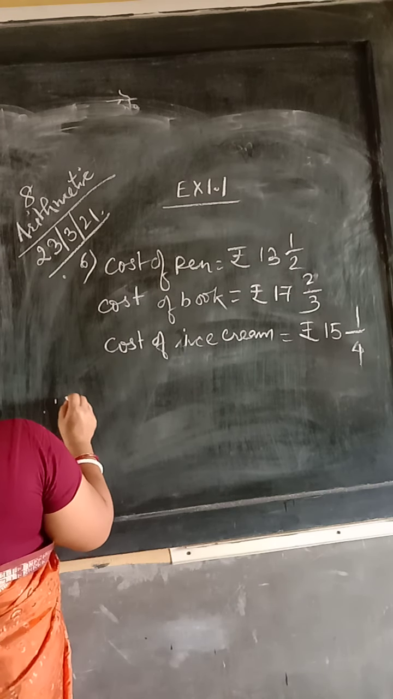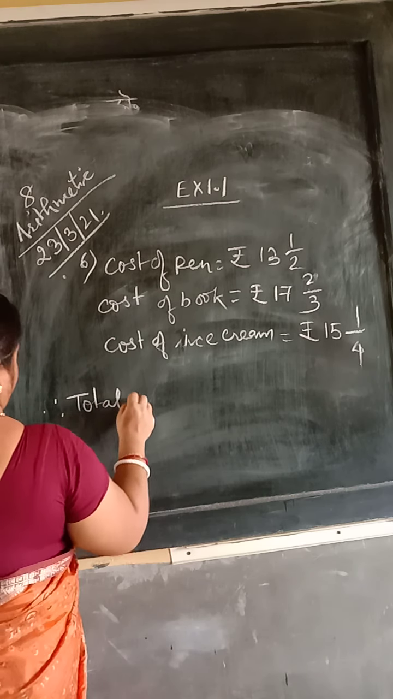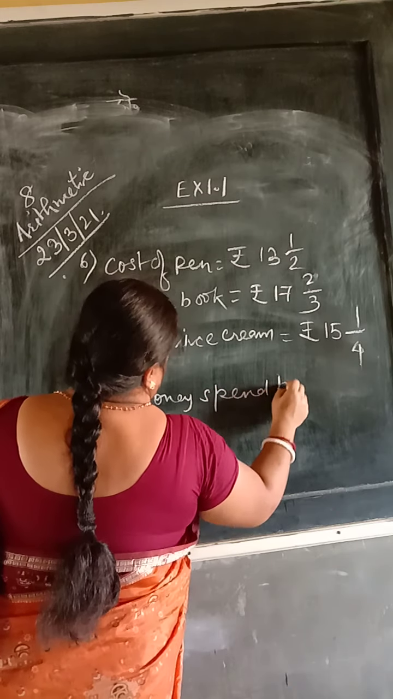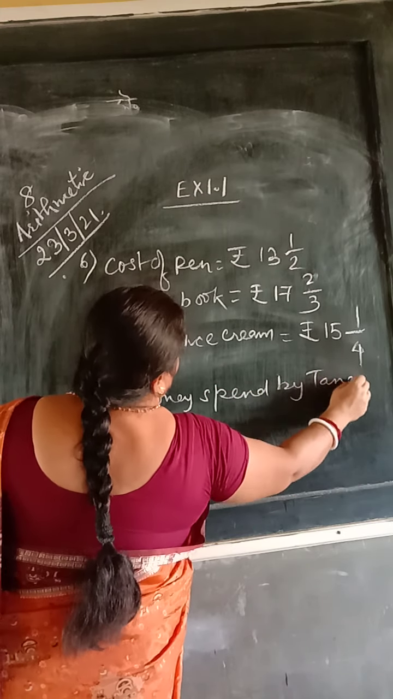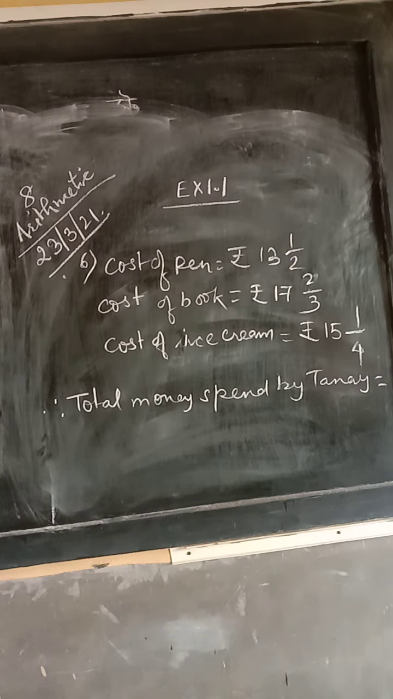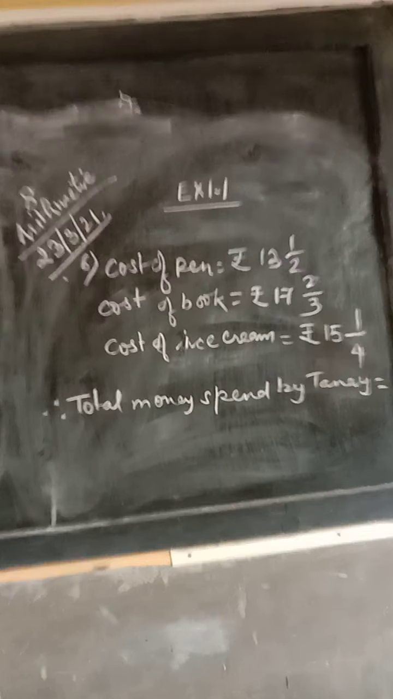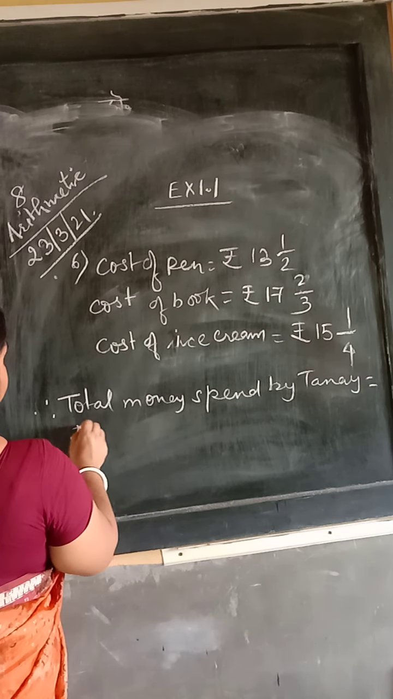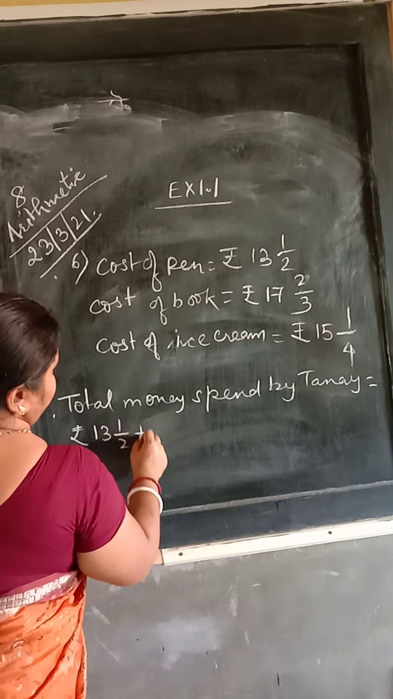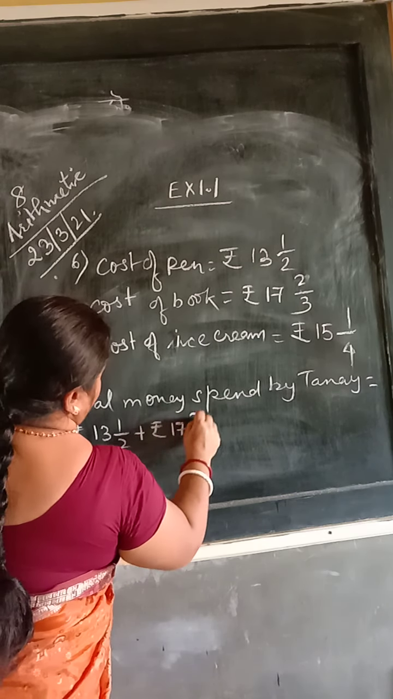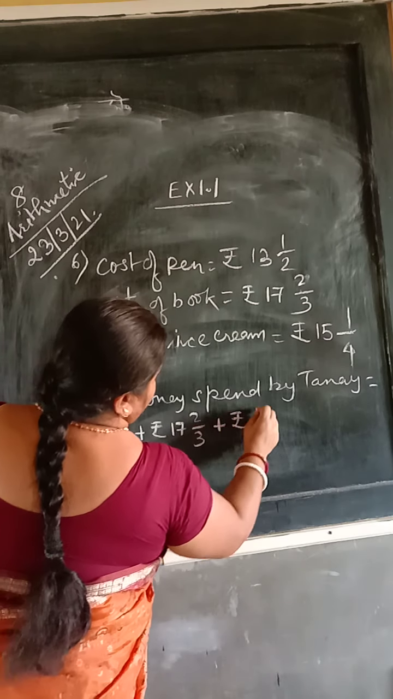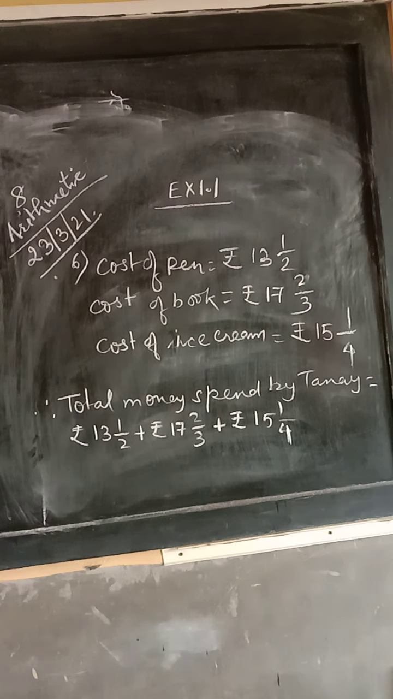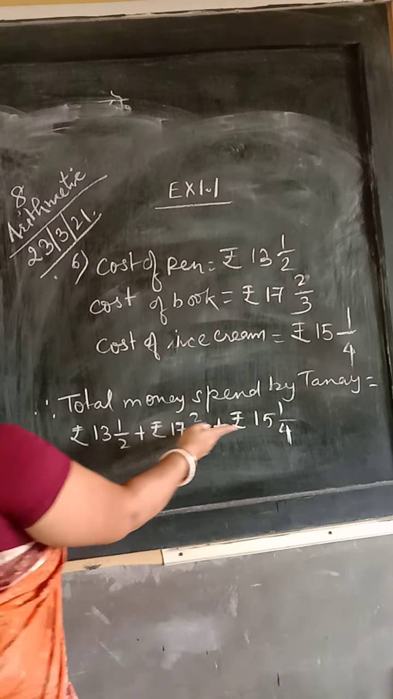So the total money spent by Tanay is rupees 13 whole 1 by 2 plus rupees 17 whole 2 by 3 plus rupees 15 whole 1 by 4. You must be wondering why ma'am has not written it in improper fraction. Why she is writing in mixed fraction?